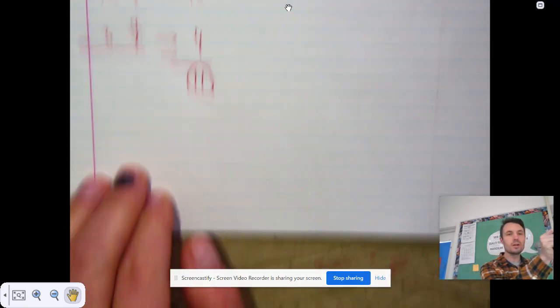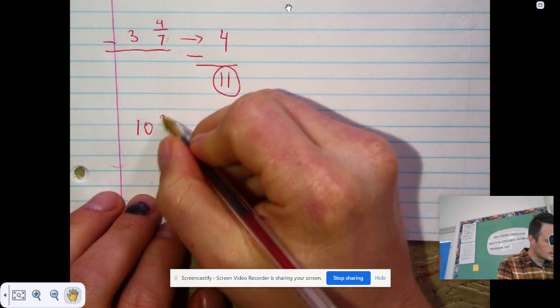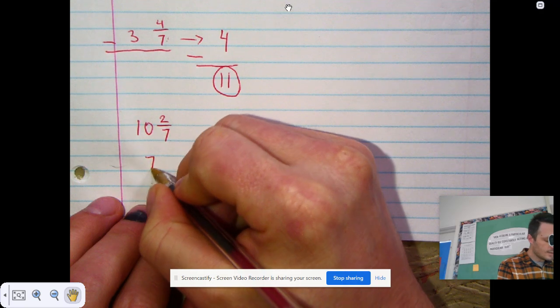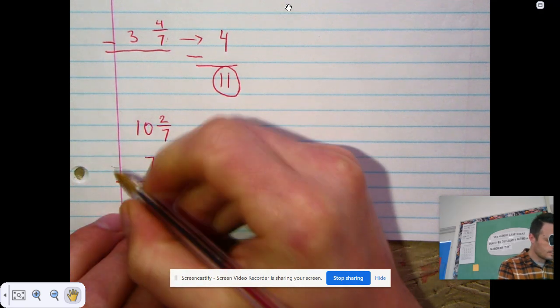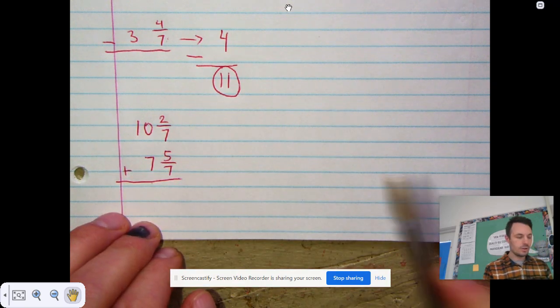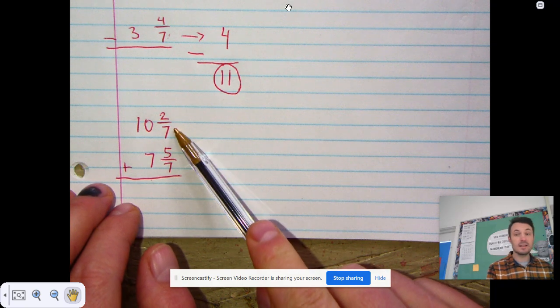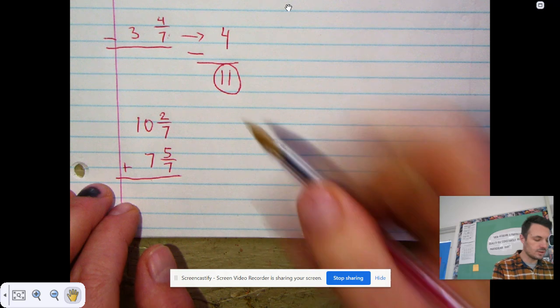Let's do one more example. Let's do 10 2/7 plus 7 5/7. So here, 10 2/7. 2/7 is less than a half because 2 is less than half of 7, so we round down to 10.